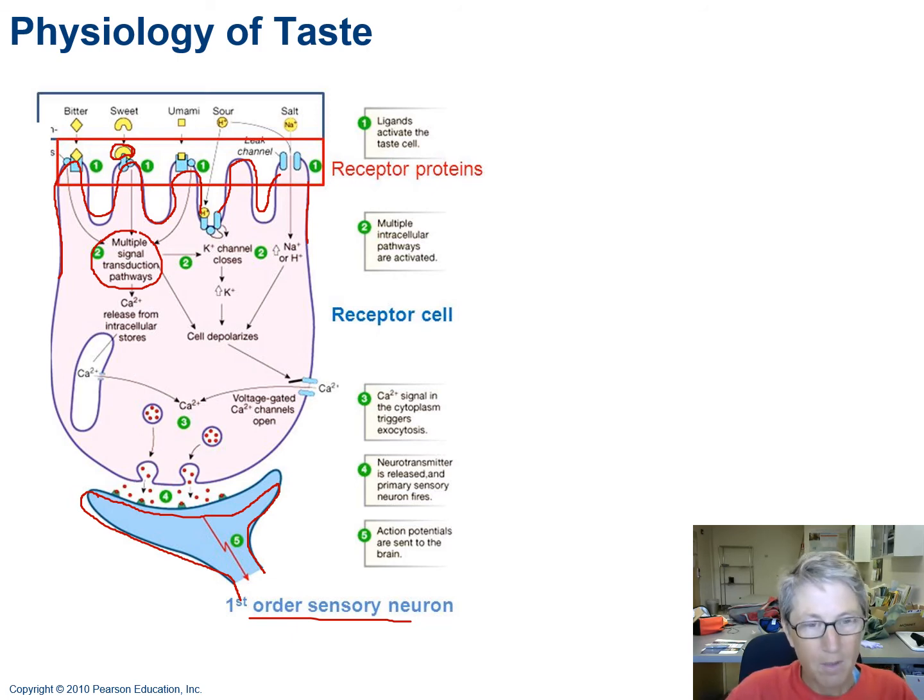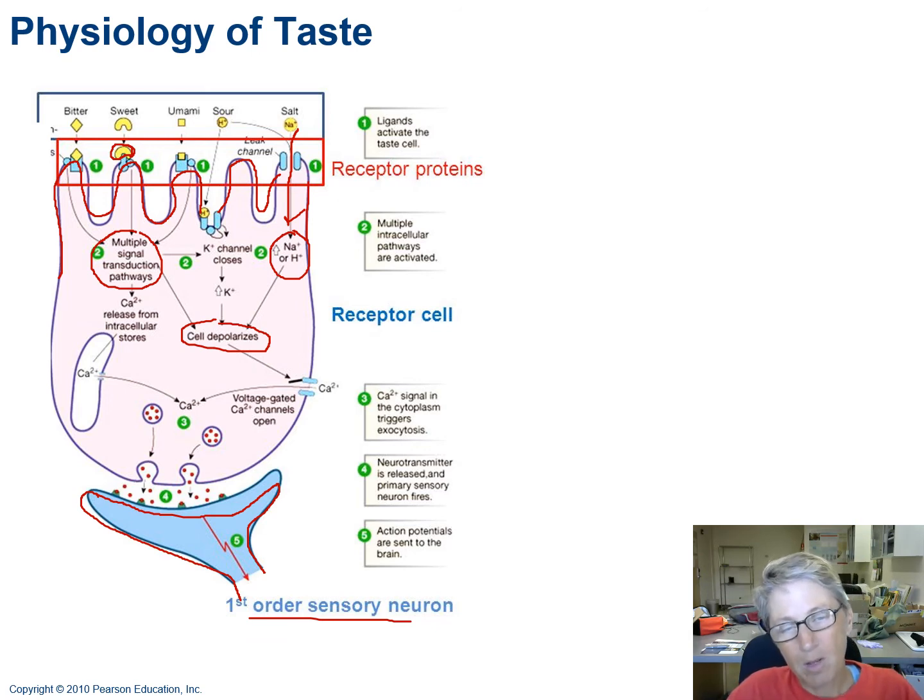And then you can also, when one of these tastant molecules binds, open sodium channels. And you know what happens when sodium channels open? Sodium will rush in. That will depolarize the membrane. So it says here, cell depolarizes. So this is just a graded potential. Remember, this is a neurotransmitter or ligand-gated channel. In this case, it's a ligand-gated channel. That means you get a graded potential.